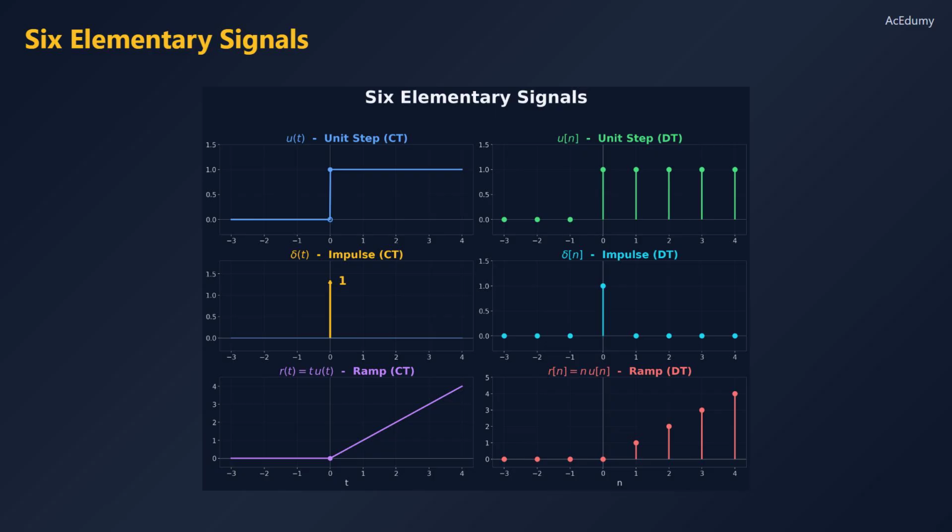Here are all 6 elementary signals together, CT and DT versions of step, impulse, and ramp. Continuous time signals use curves and lines. Discrete time signals use isolated stems. The impulse is unique, infinite in CT, finite in DT. These 6 functions are the building blocks for all of signal processing.